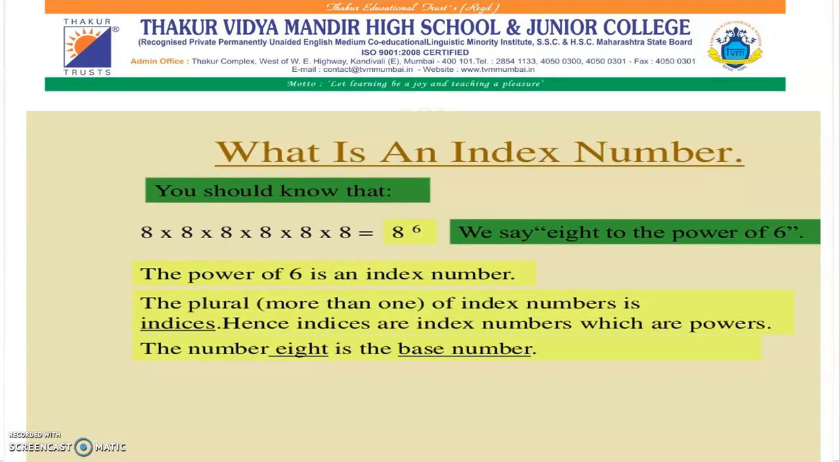What is an index number? You know that if 8 is multiplied 6 times, we can write 8 raised to the power 6. In this, the power of 6 is an index number and 8 is called the base number. The plural of an index number is indices. Hence, indices are index numbers which are powers.